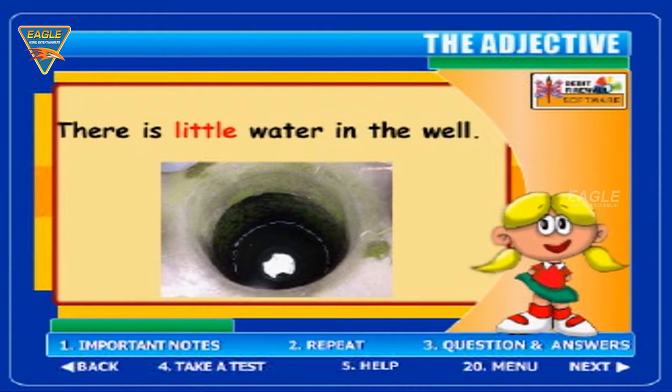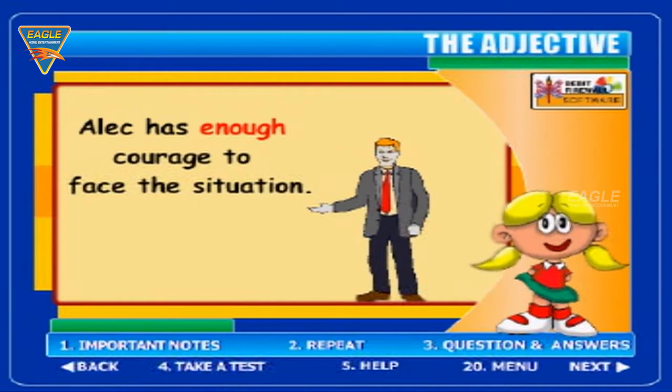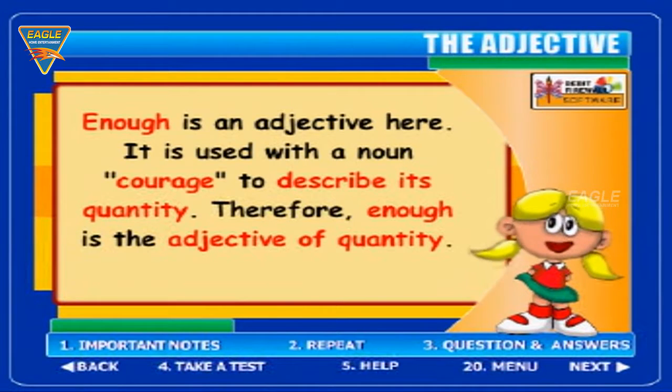There is little water in the well. Little is an adjective here. It is used with the noun water to describe its quantity. Therefore, little is the adjective of quantity. Alec has enough courage to face the situation. Enough is an adjective here. It is used with the noun courage to describe its quantity. Therefore, enough is the adjective of quantity.